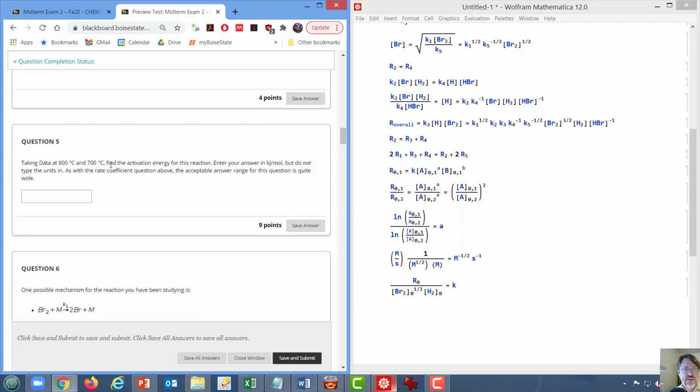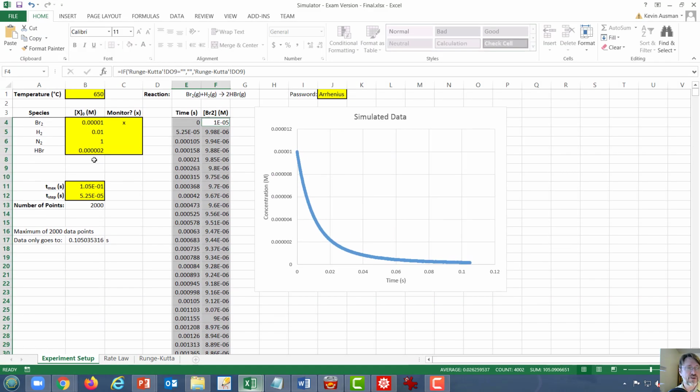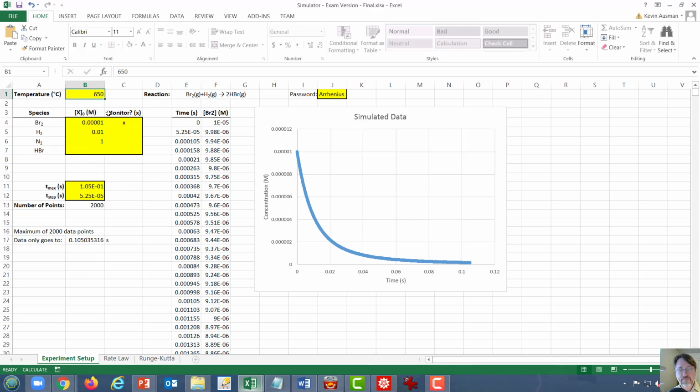Taking data at 600 and 700, find the activation energy for the reaction. Okay, so we need to take 2 more data points. So we'll come over here, 0th order in that, so we don't really need to worry about it. I'm going to leave the N2 there for the moment, so we're at our initial conditions, but we want to take this data now at 600 degrees and then at 700 degrees. There we go.